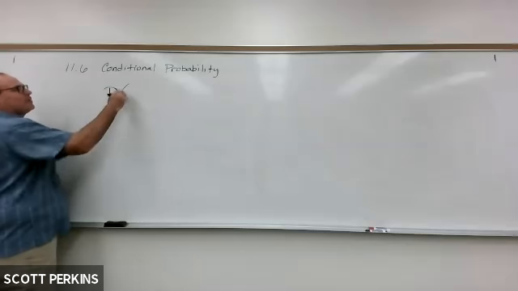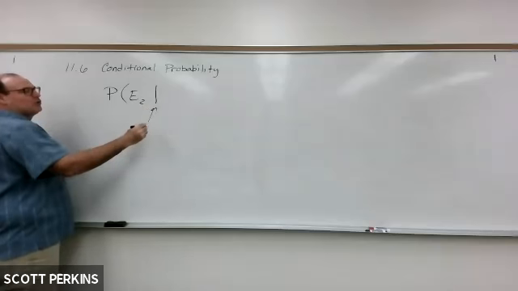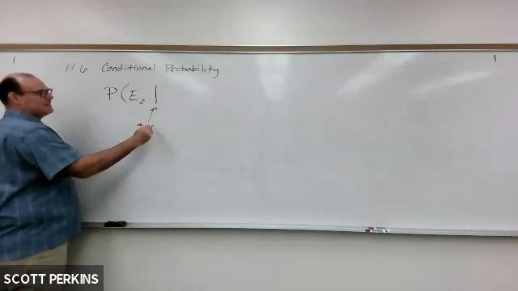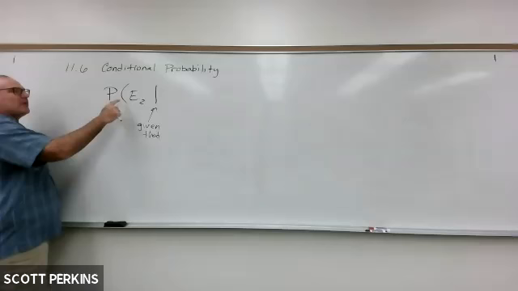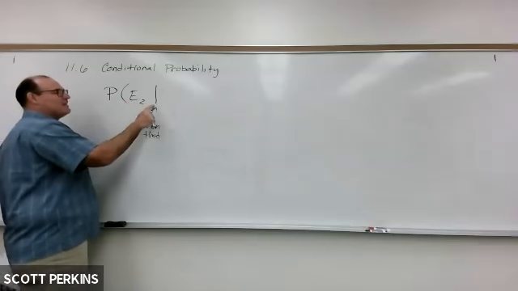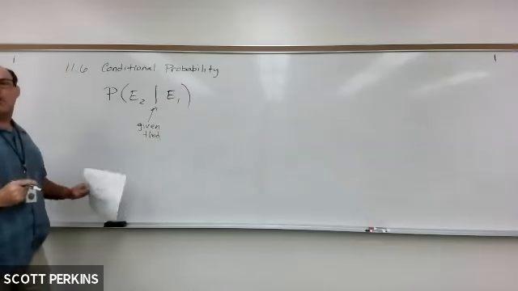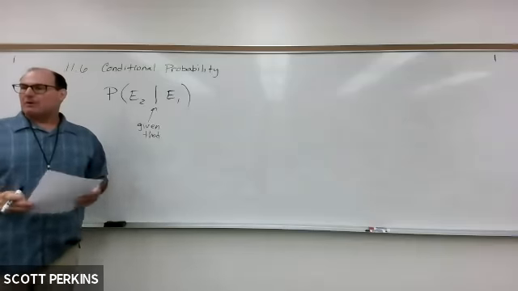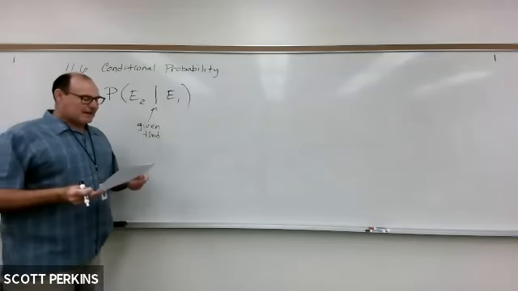So this is the probability of event E2 given E1. When you're reading this, that bar you read as "given that." The probability of event E2 given that event E1 has already happened. You know it's happened. This is called conditional probability. So example 1.